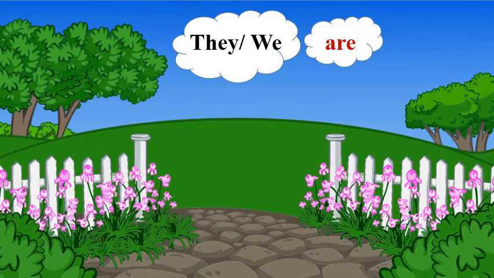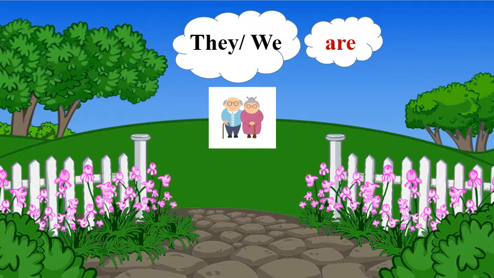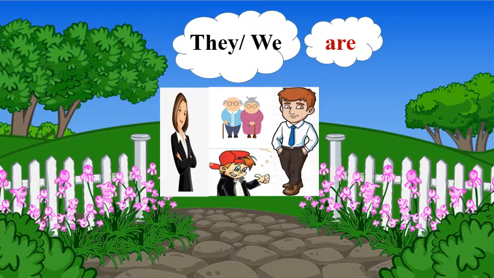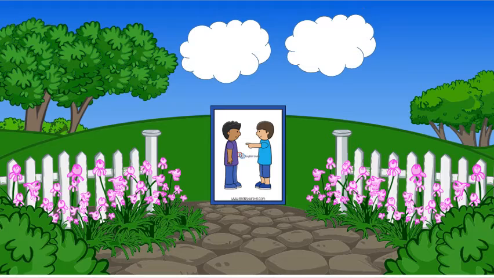The verb are is used with they or we. They are my grandparents. We are a happy family. The verb are is also used with the pronoun you. You are a boy. You are a girl.